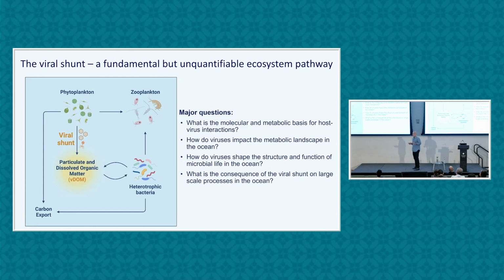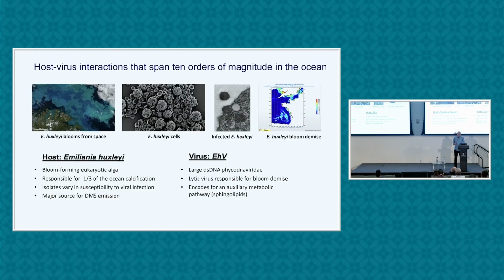So in the lab, we try to demystify this proposed ecosystem pathway and add a more quantified approach, and also to understand the unique metabolic landscape that is produced by a viral infection that causes bloom demise. The model system that we're using extensively is this single cell here. They have the fancy name Emiliania huxleyi.